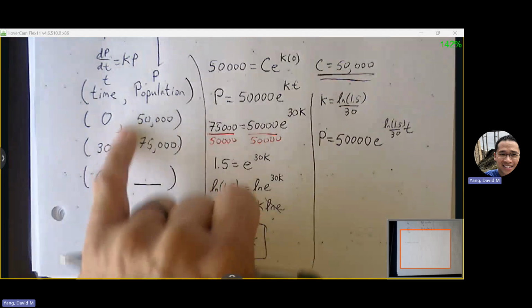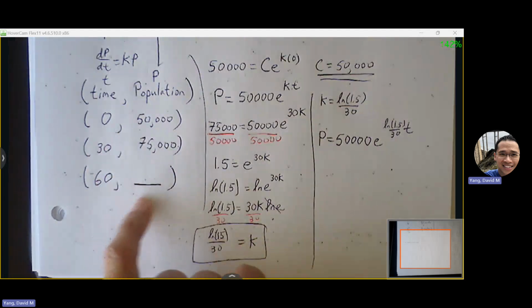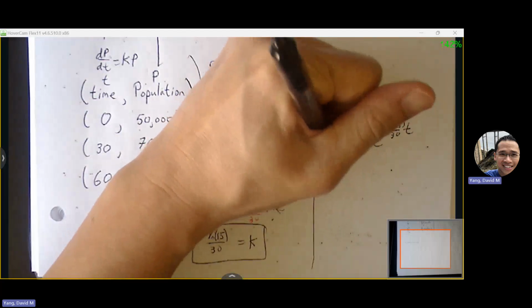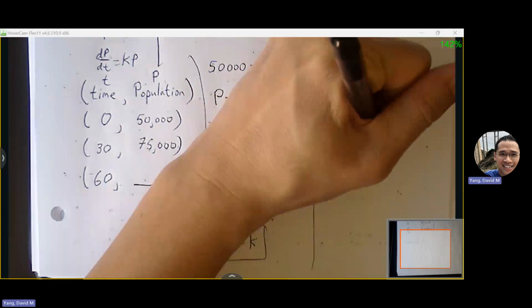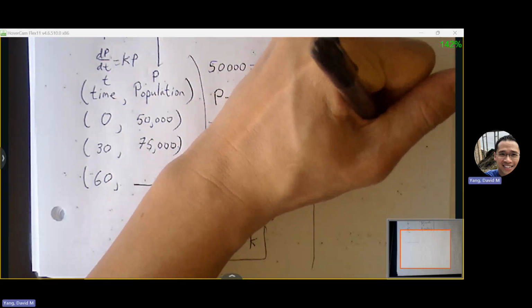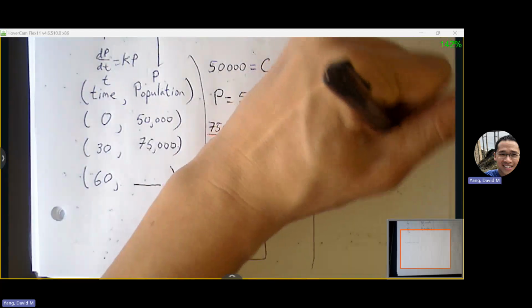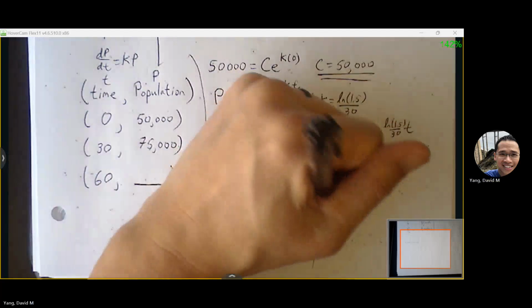Right. We had 3 missing variables, but now we've resolved 2 of them. And now we can plug 60 in for T and solve for P. So P is equal to 50,000 e to the natural log of 1.5 over 30 times 60. Okay, so practice entering that in your calculator. See what you get.